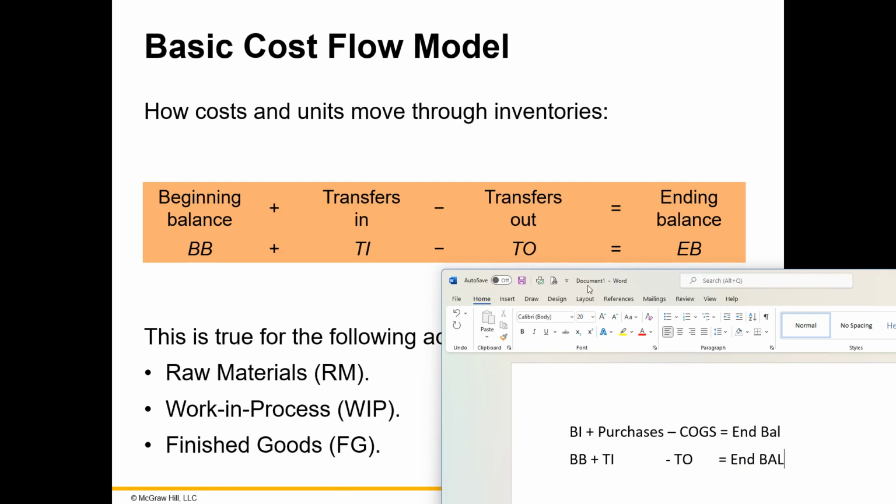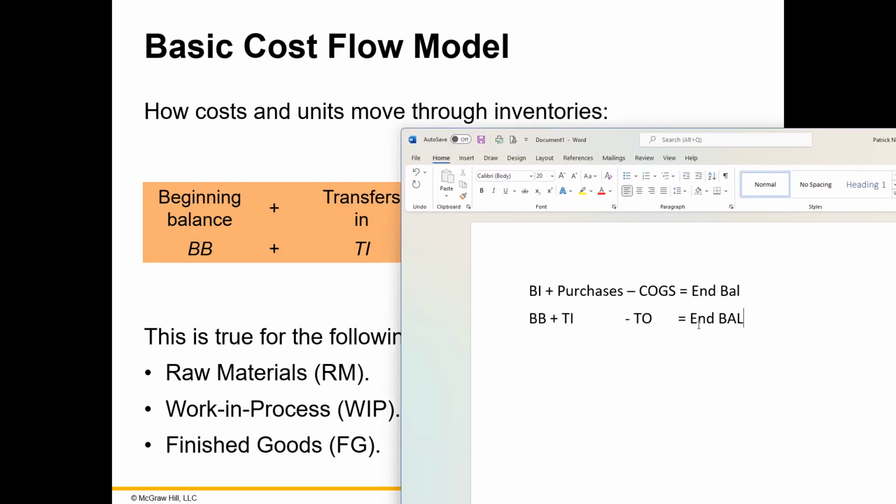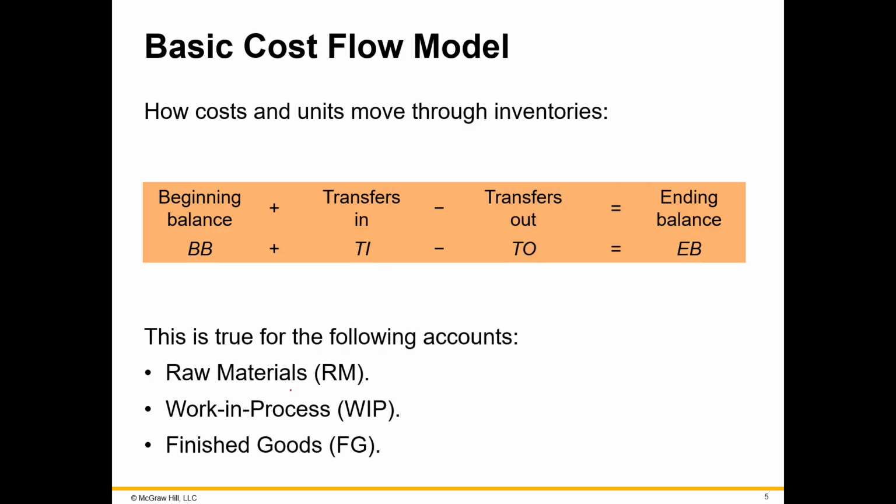So the cost of goods equation that we've been using is used for finished goods when we're selling the finished goods or the inventory that we purchased. With this equation, we use this for raw materials mostly and also for work in process. But the concepts are exactly the same. Transfers in is the same thing as purchases.